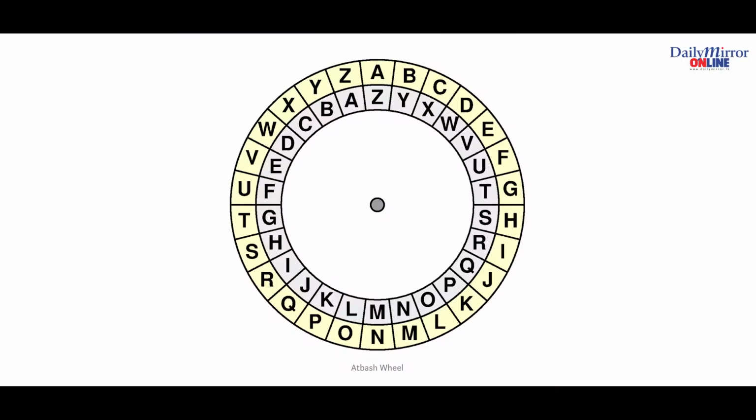A slightly more complex substitution cipher is the Atbash cipher. In the Atbash, the letters of the alphabet are reversed. In other words, all A's are replaced by Z's, all B's are replaced by Y's, and so on. It was originally used with the Hebrew alphabet, but it can be used with any alphabet.